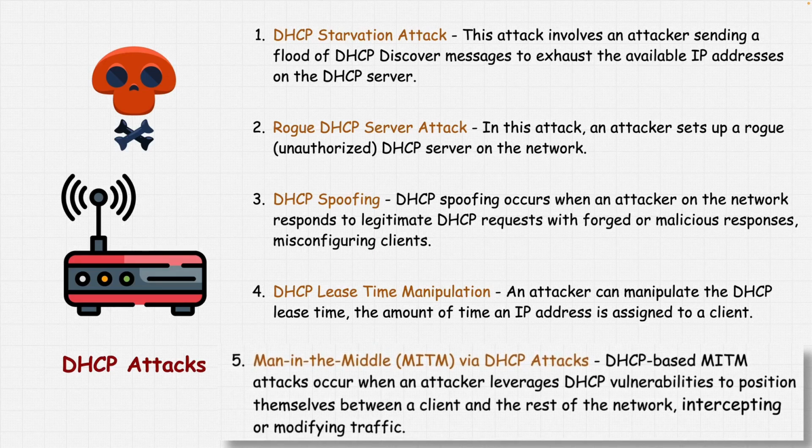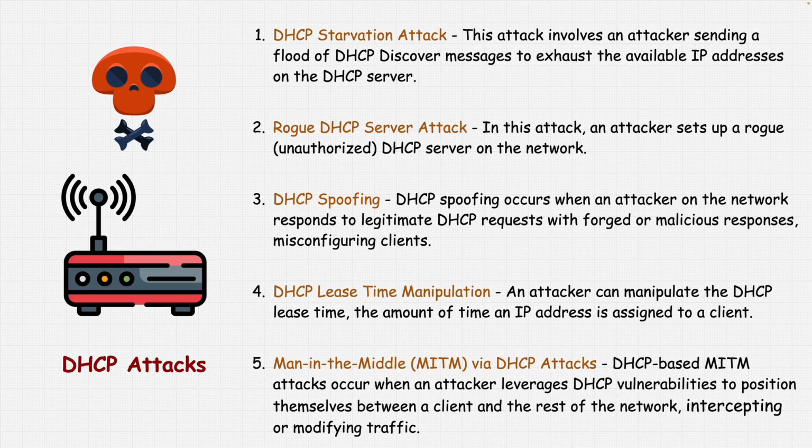And lastly, we have man-in-the-middle via DHCP attacks. Now, DHCP-based man-in-the-middle attacks occur when an attacker leverages DHCP vulnerabilities, which could be some of the vulnerabilities and attacks that we already mentioned previously, to position themselves between a client and the rest of the network, intercepting or modifying traffic. For example, a rogue DHCP server attack could result in a man-in-the-middle attack if the attacker wants to do that. Same goes for DHCP spoofing. If the attackers provide clients with false gateway and DNS information, this could allow the attacker to intercept communication or redirect users to malicious websites without their knowledge, which falls under a man-in-the-middle attack.